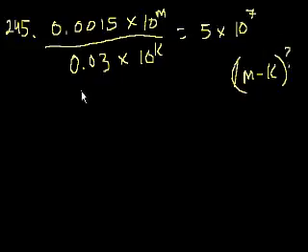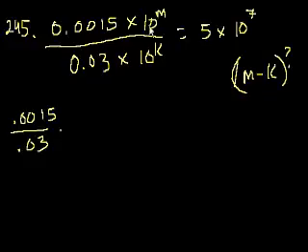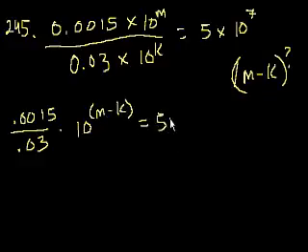M minus k. So if we immediately divide these, we should be able to come up with something interesting, right? Because this is the same thing as 0.0015 over 0.03 times 10 to the m divided by 10 to the k. Well, that's just times 10 to the m minus k is equal to 5 times 10 to the 7th. And let's see if we can do anything interesting to this decimal number.